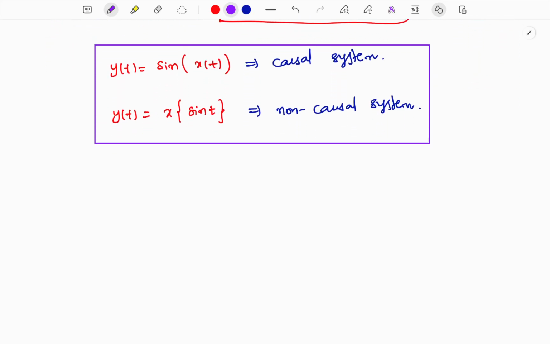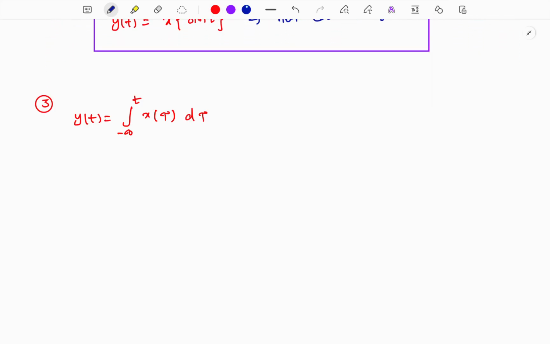Now we will see the questions in speed. y(t) = integration from minus infinity to t of x(tau) d tau. In this case, for any value of t, the input takes values from minus infinity to t. If we take the output at t = k, then the corresponding input depends on minus infinity to t = k.